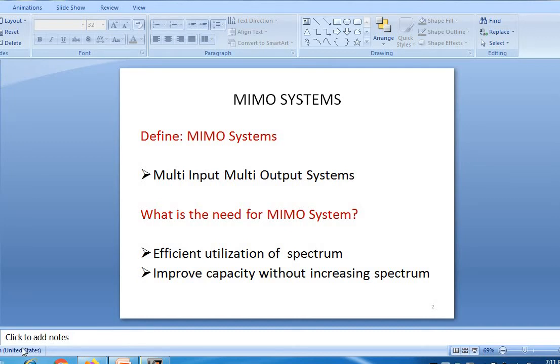Good morning to all. Today we are going to see what is a MIMO system. First, let me expand it. MIMO system means multi-input, multi-output system. So, what is the definition of this?